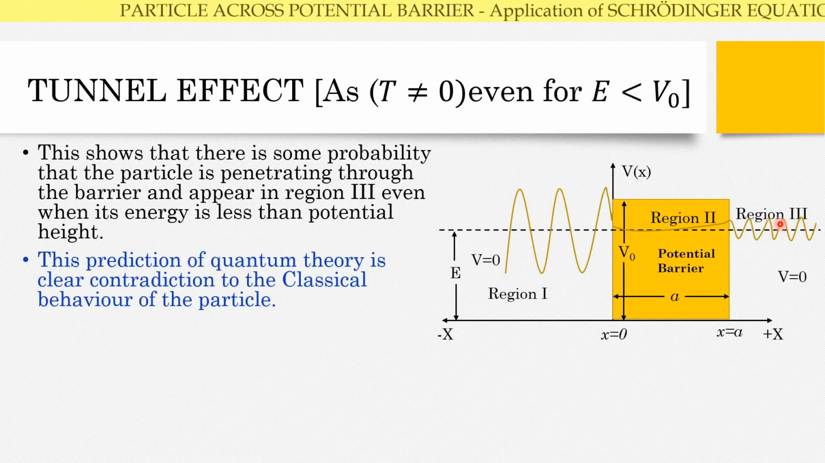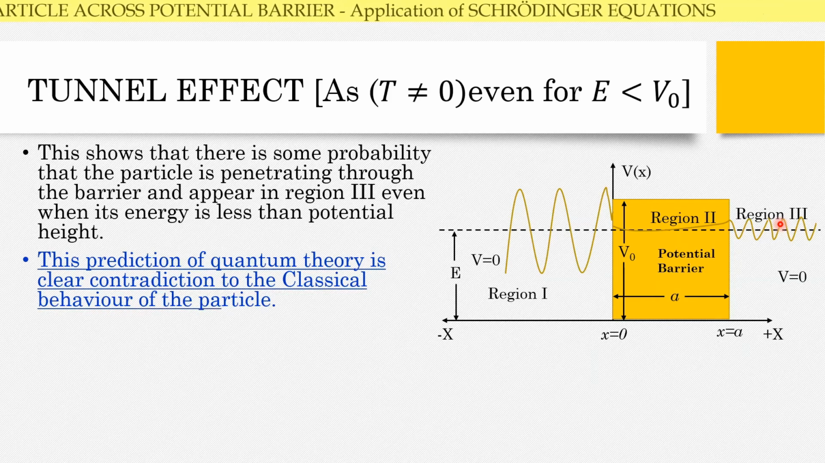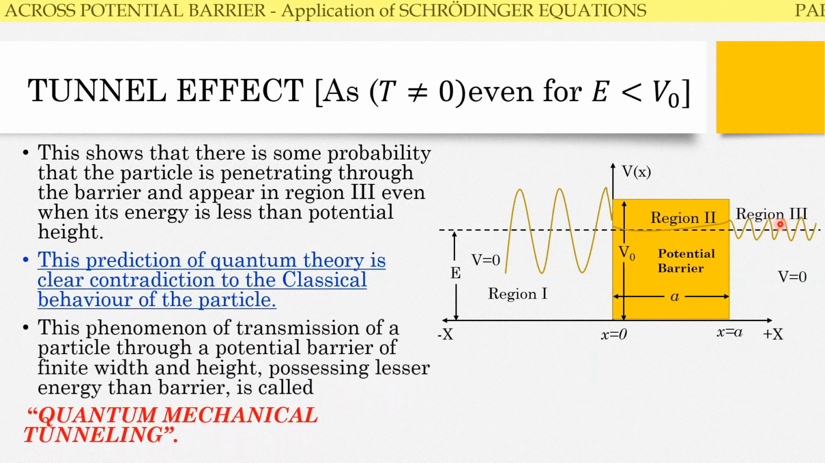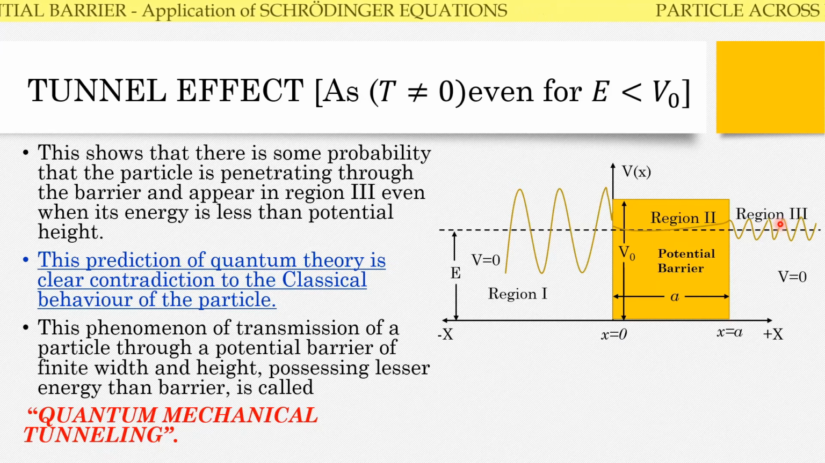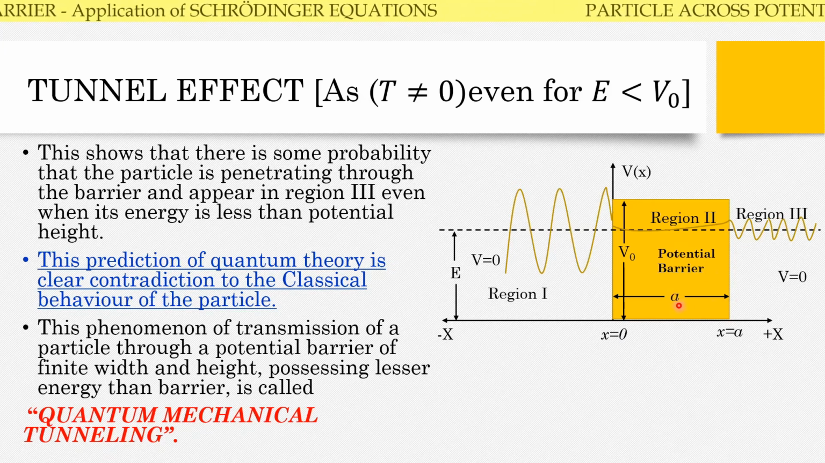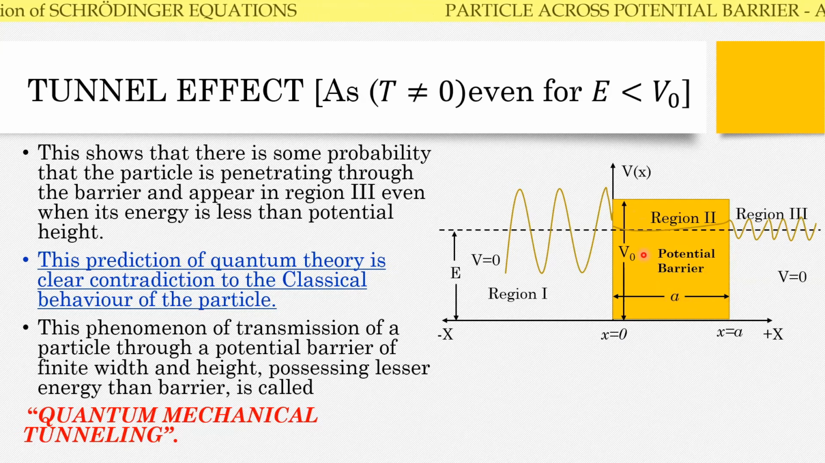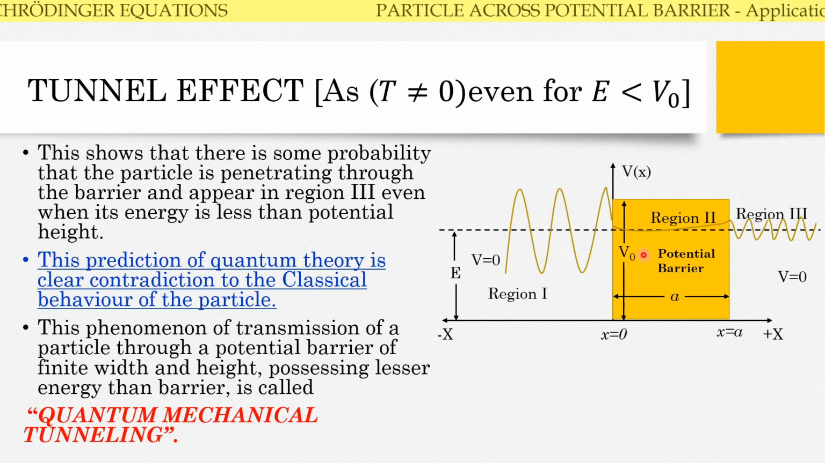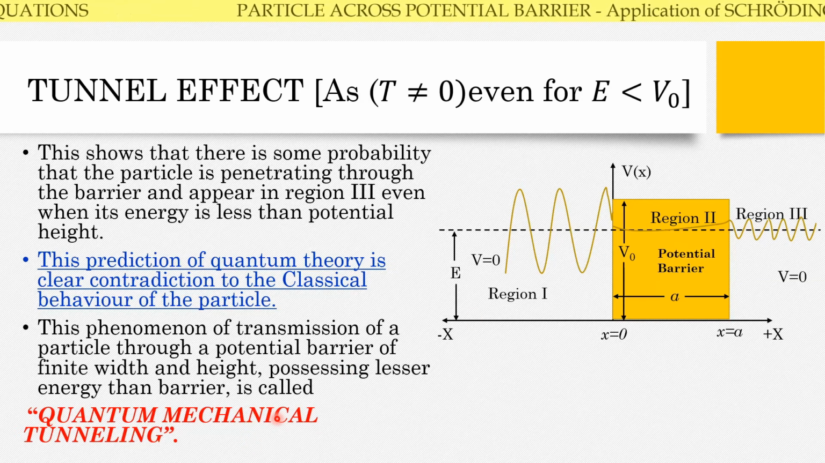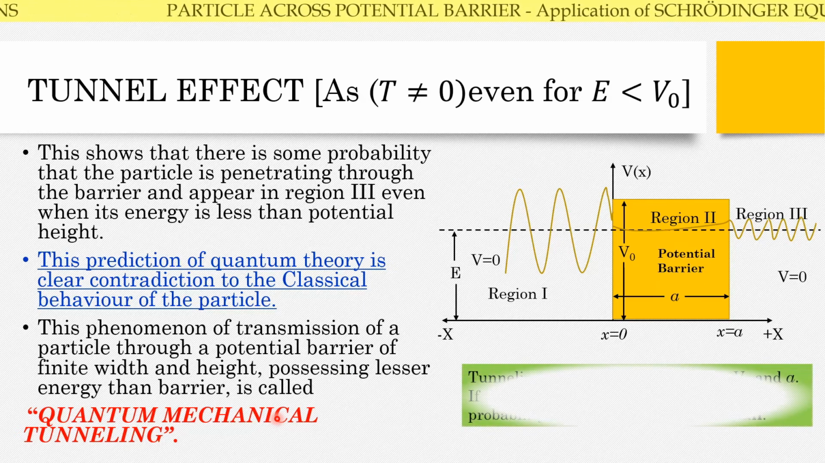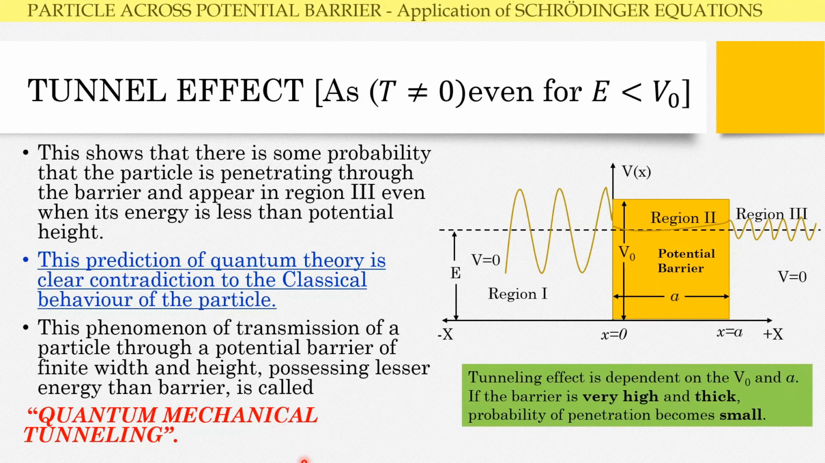So this prediction is clearly a contradiction to classical behavior. So the phenomenon of this transmission of the particle through this potential barrier of width a and height V naught is called quantum mechanical tunneling. But you also notice that tunneling does not always occur.